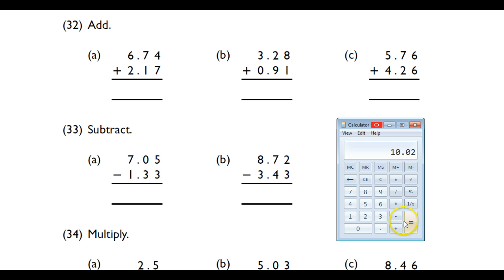Now number 33, subtract. Now this time subtract, do it carefully. 7.05 takes away 1.33, right? Your answer should be 5.72. Next, B for 33B will be 8.72. 8.72 takes away 3.43.